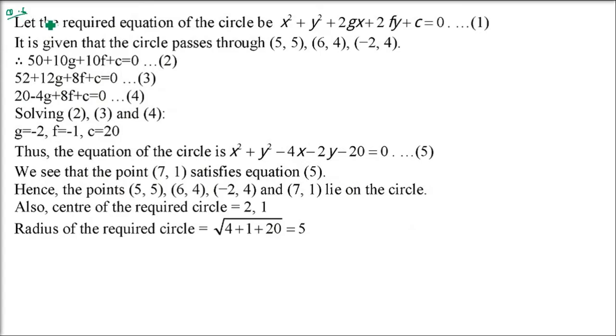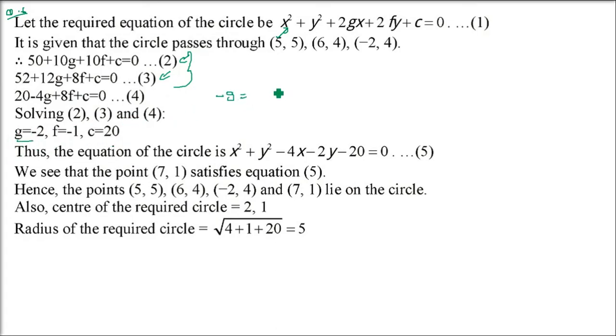Now this is question number 6. Show that the 4 points given here all lie on a circle, and find its equation, center and radius. As in the earlier question, we find g, f and c only. Just take any three of these points, 5, 5; 6, 4; and -2, 4. Put them in the equation and solve these three. You get g, f and c.